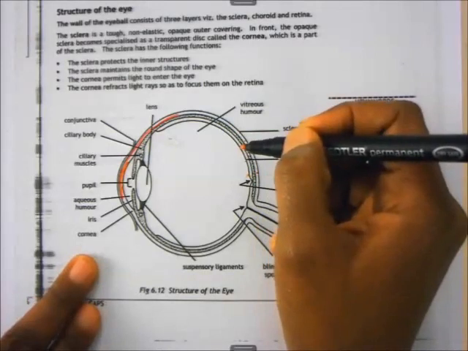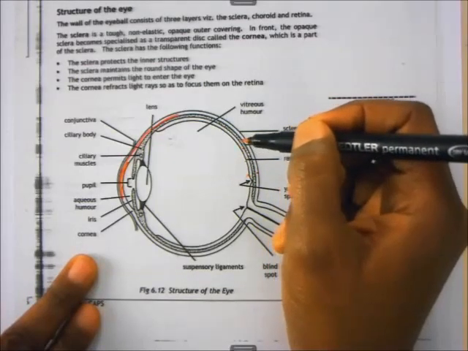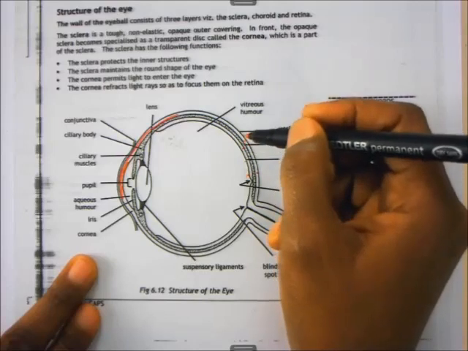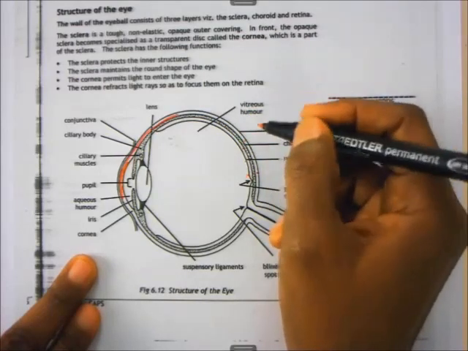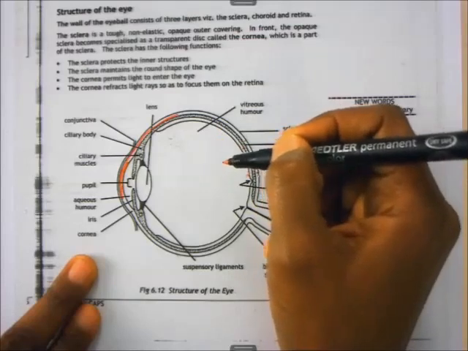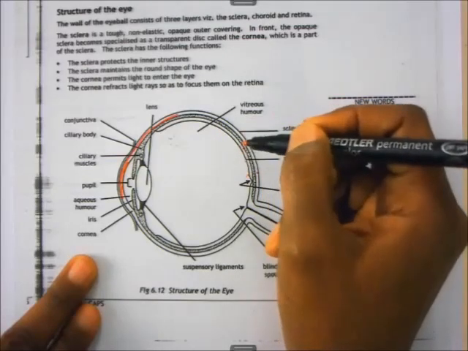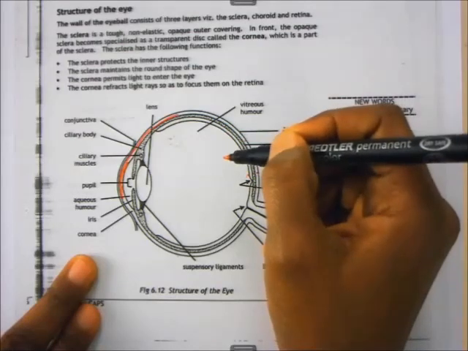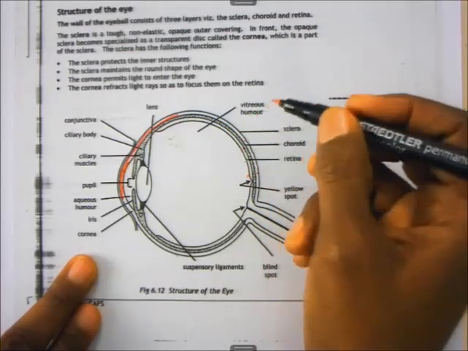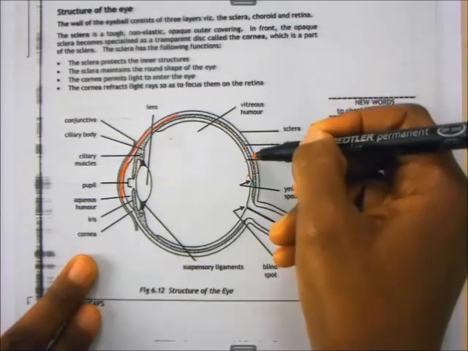And I also said that this choroid is richly supplied with the blood vessels. So now if the choroid is richly supplied with the blood vessels, that simply means that this choroid will supply the retina with oxygen, as well as with the nutrients.